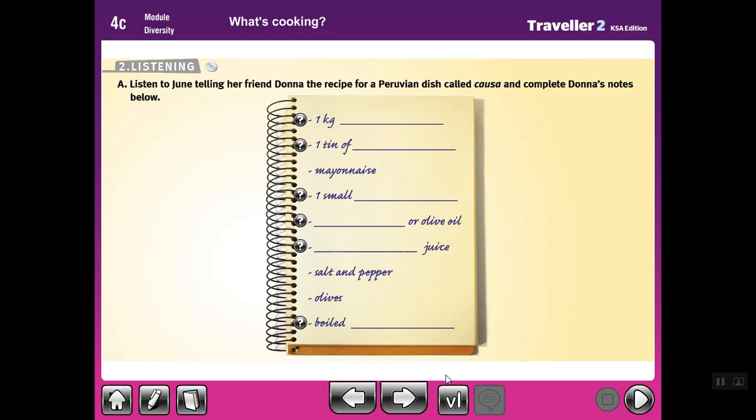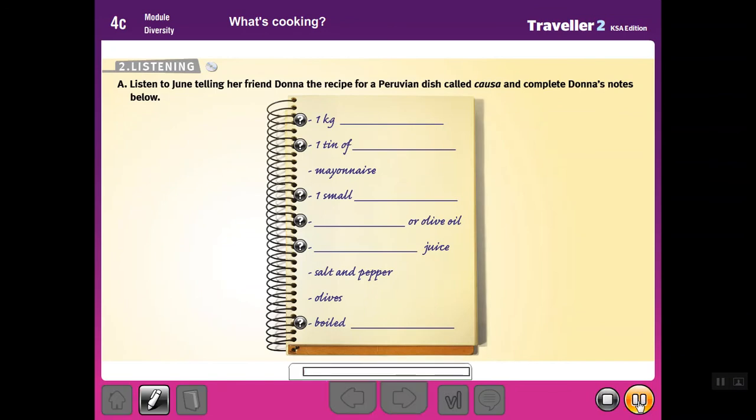Okay, now shall we start listening? Okay. 4C. What's cooking? 2. Listening. A. Listen to June telling her friend Donna the recipe for a Peruvian dish called causa and complete Donna's notes below.